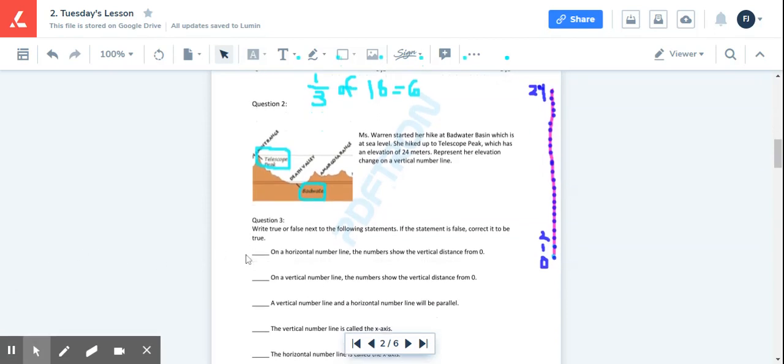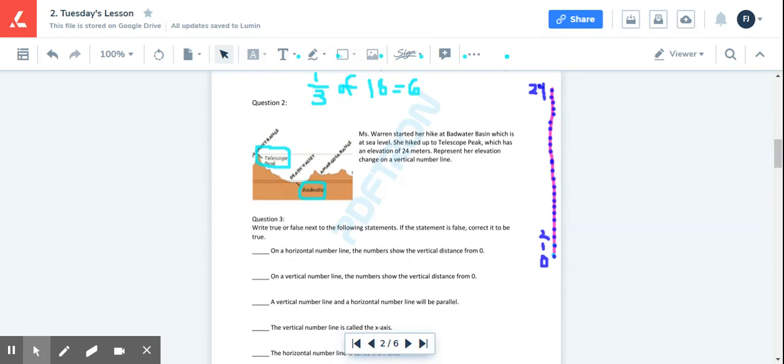Question 3. Write true or false next to the following statements. If the statement is false, correct it to be true. On a horizontal number line, the numbers show the vertical distance from 0. That is false. On a horizontal number line, the numbers show the horizontal distance from 0.